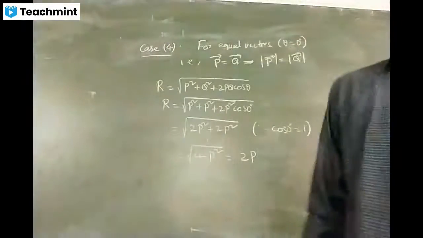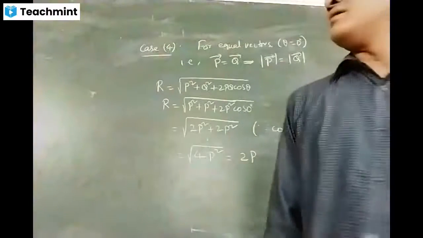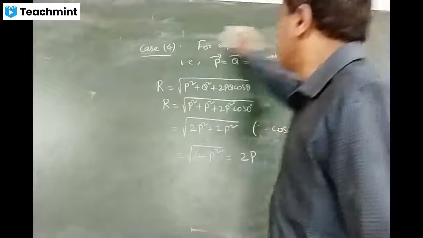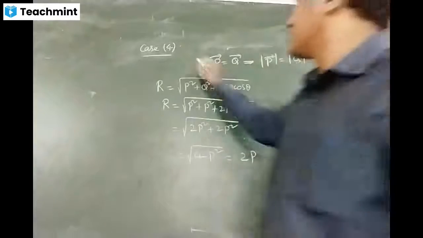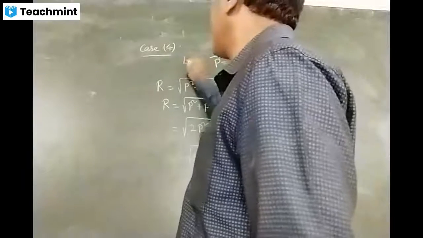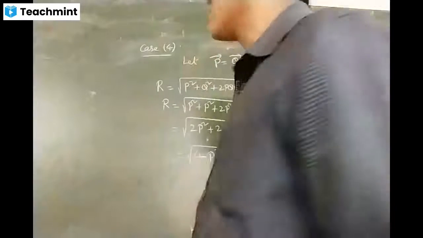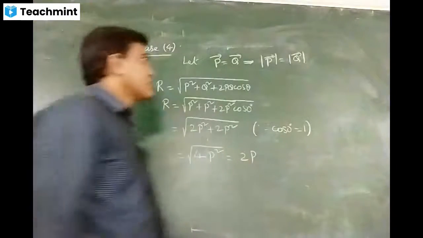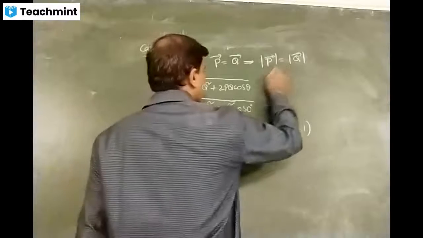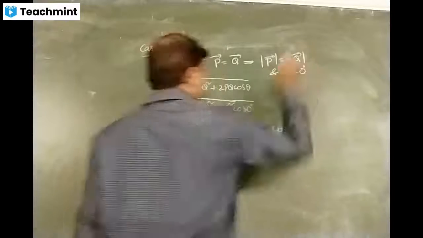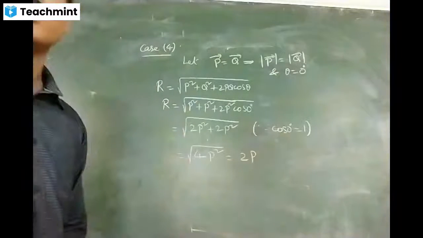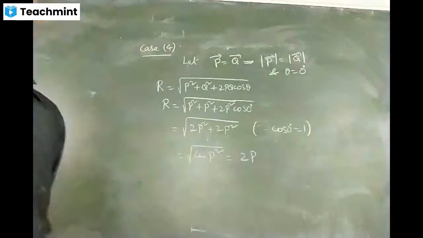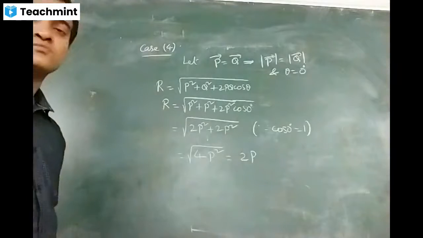Root 2P, with theta 90 degrees substituted. Okay, let me do it like this. Let me consider P bar is equal to Q bar, which implies magnitude of P bar is equal to magnitude of Q bar, and assuming theta is equal to 0 degrees. If I assume theta is equal to 0 degrees, then I am getting the magnitude of resultant as 2P. I mean 2P, or can I write 2Q?